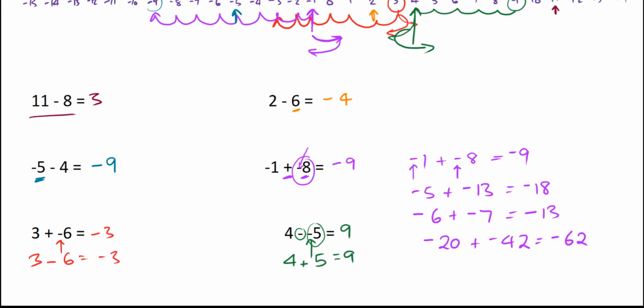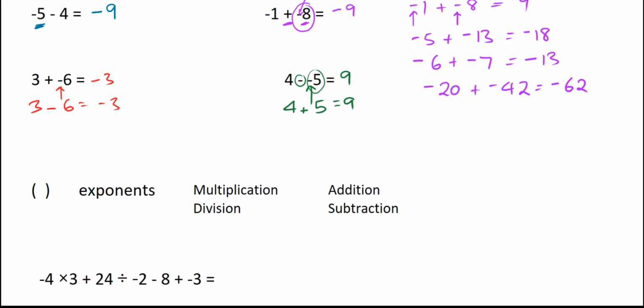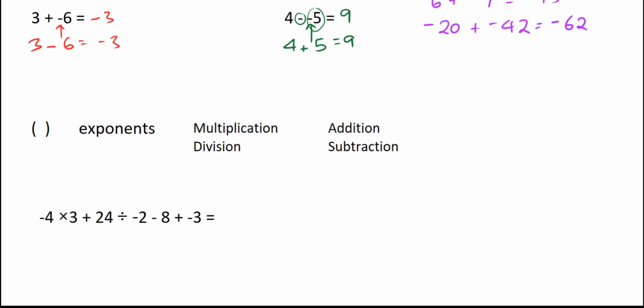Okay, let's move on to looking at order of operations with integers. So this is the order of operations. We need to do, first of all, brackets, then exponents, then multiplication and division are equivalent operations, so we do them together, but we do that from left to right. And then finally, addition and subtraction. So that's the fourth operations that we can do, and again from left to right.